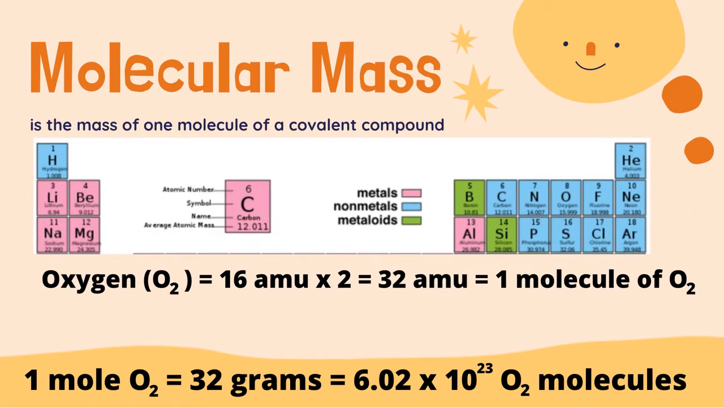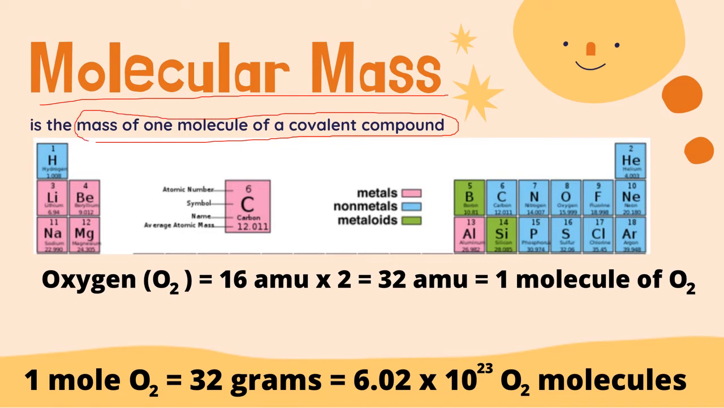Now, what about the molecular mass? The same. We are going to use the molecular mass to know the molar mass. The mass of 1 molecule of a covalent compound is what we mean by molecular mass. Molecular mass is true for covalent compounds, and an example here is oxygen. Oxygen does not exist alone. Naturally, it exists as diatoms, meaning 2 atoms. The subscript here means 2 atoms.